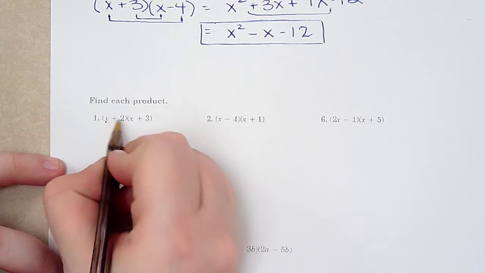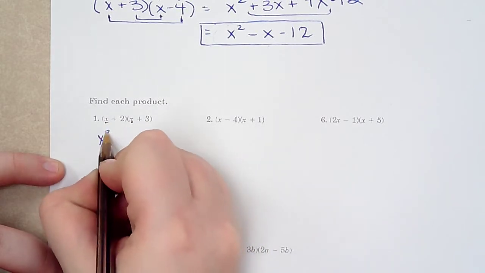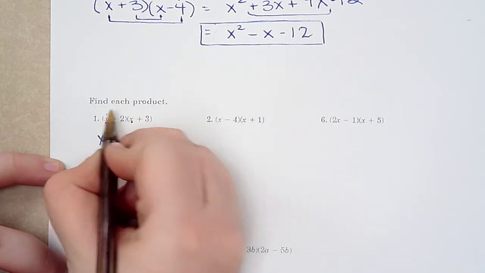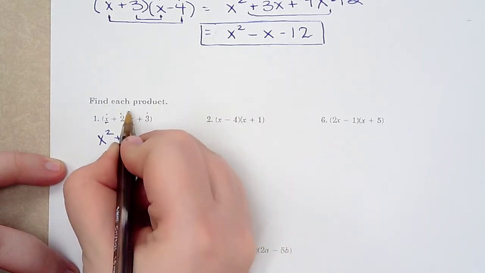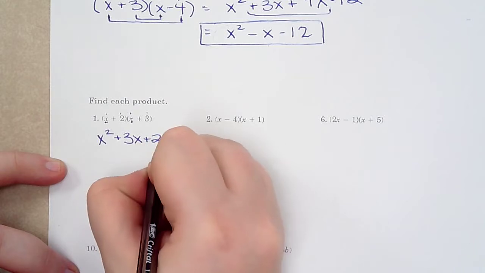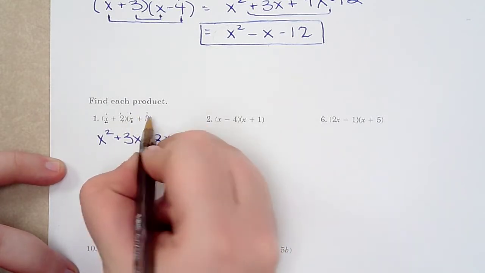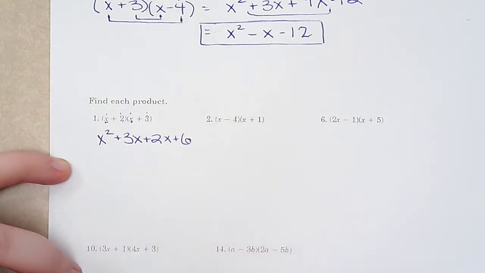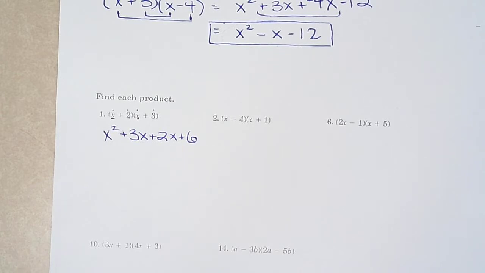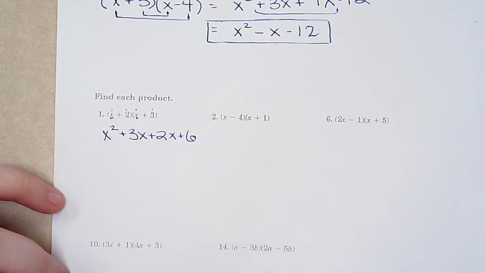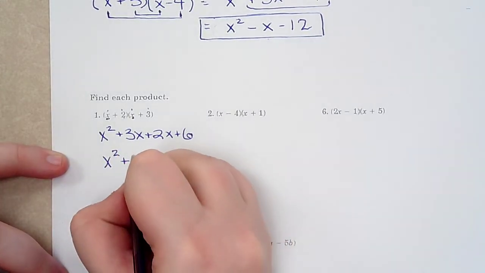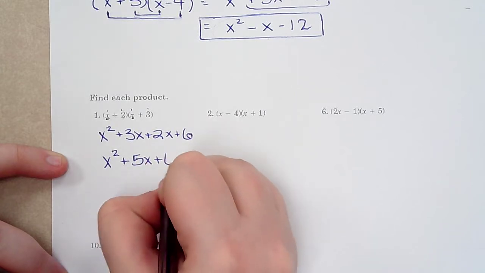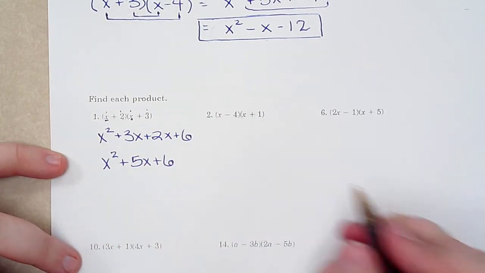So first, my x and my x is going to be x squared. My x and my 3, that's a plus 3x. My 2 and my x, plus 2x, and then my 2 and my 3, plus 6. Ultimately, it doesn't matter what order you multiply things in, so long as you do everything once and don't forget any of your terms. So this final one would be x squared plus 5x plus 6. All right, let's see that again.